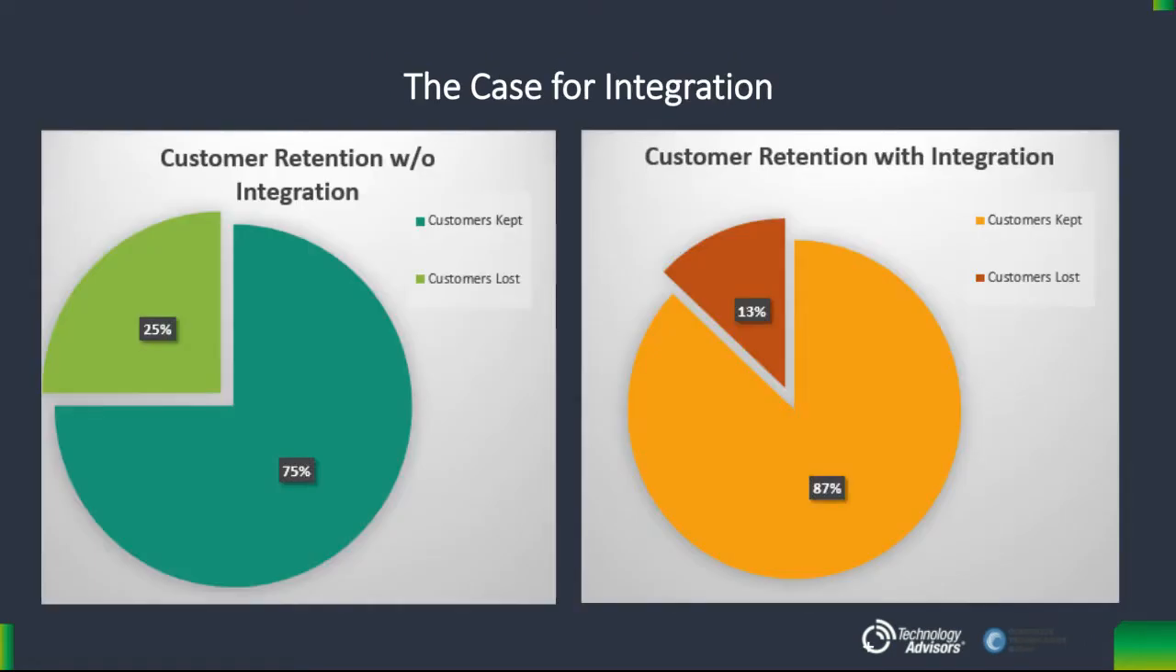Thanks, Chris. So if you're on this call today, you obviously recognize that telephony integration is becoming really important. A study by the Aberdeen Group showed that the average company retains about 75% of its customers every year. So that graph on the left is showing you, on average, what you're losing: the 25%. But what the study also found was that when companies are integrating their CRM and telephony together, that retention rate goes up to 87%.